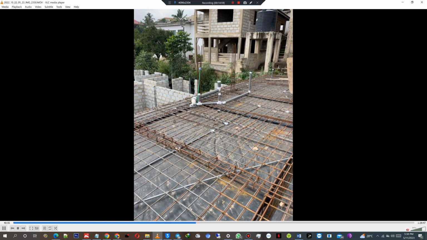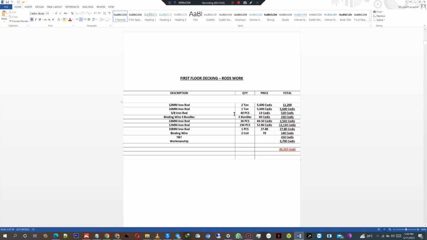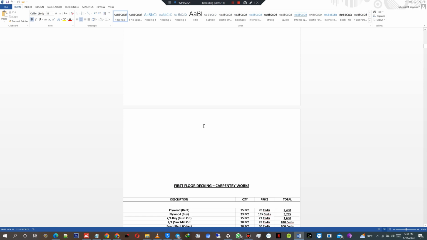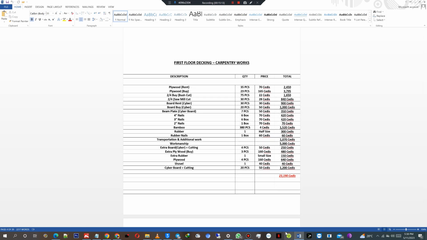Yeah, so this is how the steelworks were done. So let's move into the carpentry work of the project. Okay, so the steelwork cost me 36,322 Ghana cedis. And this is the carpentry works of the project. For the carpentry works, I'm gonna make everything short, easy and simple for you guys.